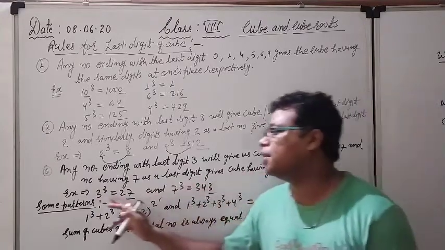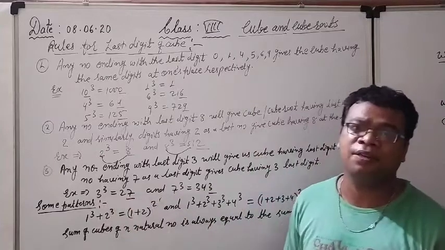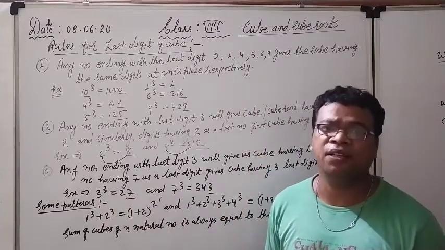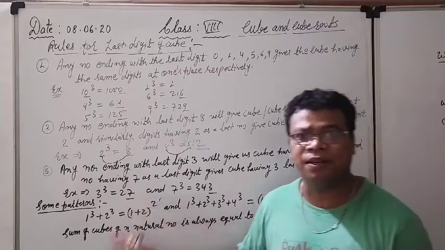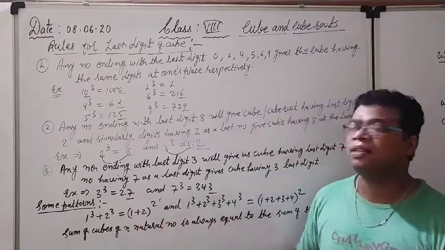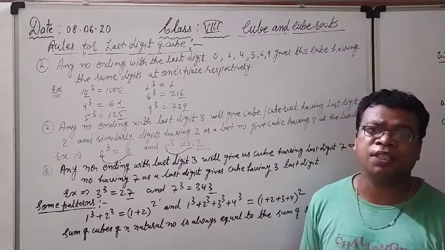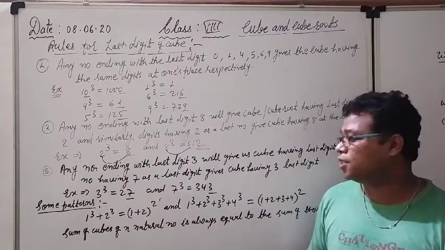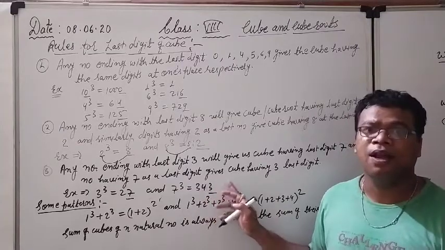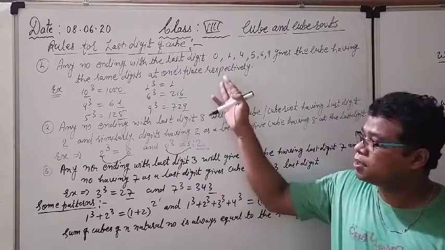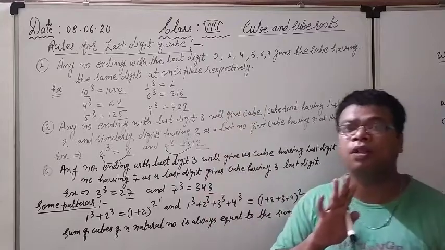See here the example, 3 cube, it is giving me 27. 3 is the last digit. I am finding the cube. So what am I getting as a last digit? 7. 27, last digit is 7. Same like that, if I am finding 7 cube, 7 is the last digit here. And what am I getting as the last digit in the cube of 7? 7 cube is giving me 343. Last digit is 3. So these 3 rules are covering all the 10 digits.